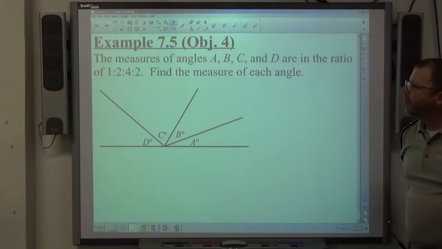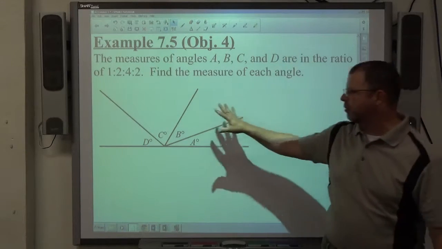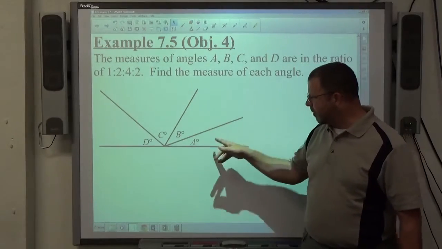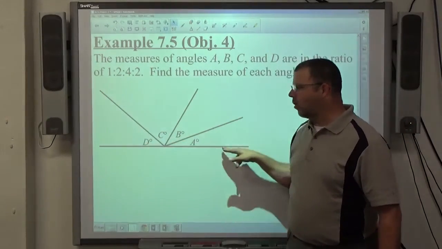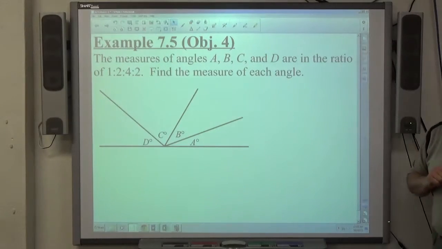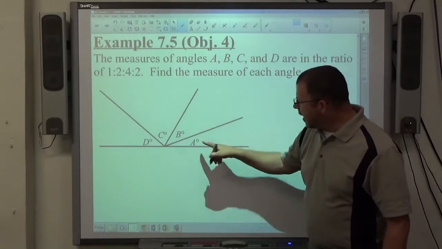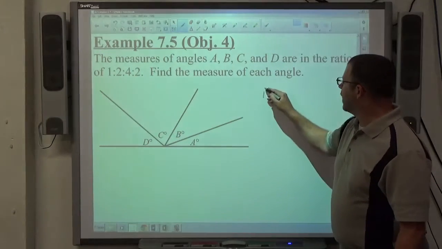Okay, example 5. The measures of angles A, B, C, and D are in the ratio 1 to 2 to 4 to 2. Find the measure of each angle. So let's, not even focusing on the words yet, just take a look at this picture. What I see is a bunch of angles that create overall a straight line. What do you know about a straight line? 180 degrees, right? So, I know that A, B, C, and D together add up to 180.